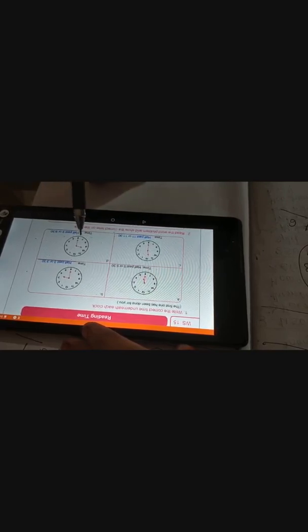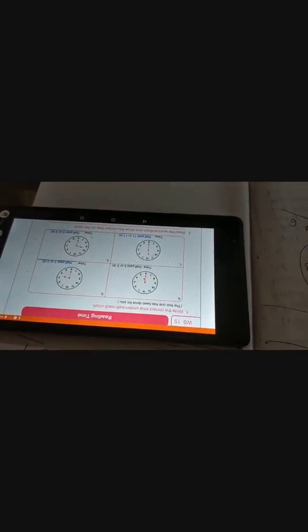Then the minute hand is on 6, the hour hand is between 9 and 10. So the answer is half past 9 or 9:30. Now, students, I'll give you 1 minute. You have to draw this and write it down in your maths notebook.